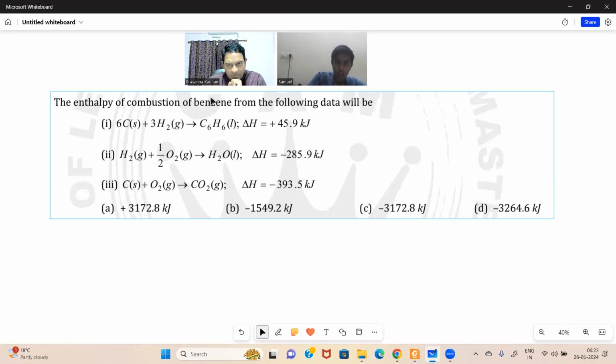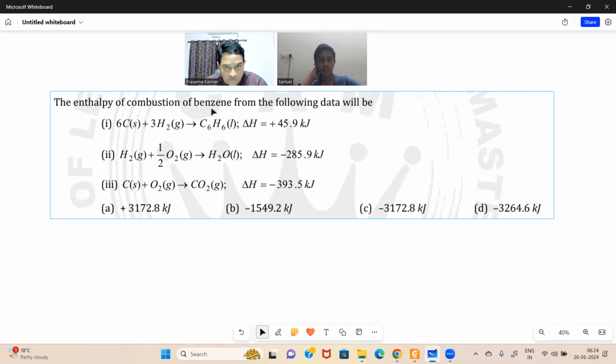Now don't copy down these equations. I want you to frame the equation for combustion of benzene. What is combustion of benzene? What do you mean by combustion? When you burn carbon with oxygen. Not carbon. Repeat this 5 times. Combustion means burning in oxygen.